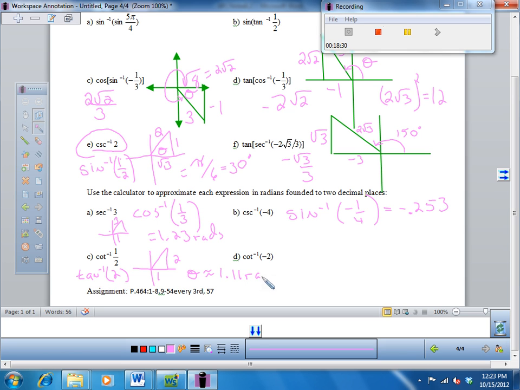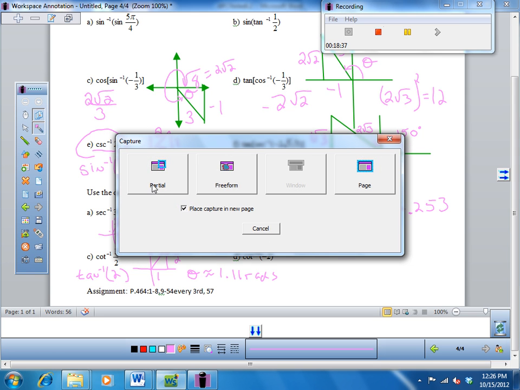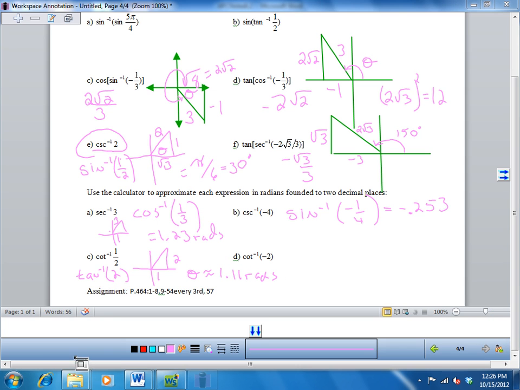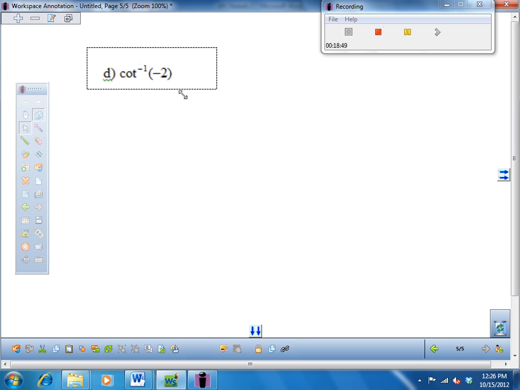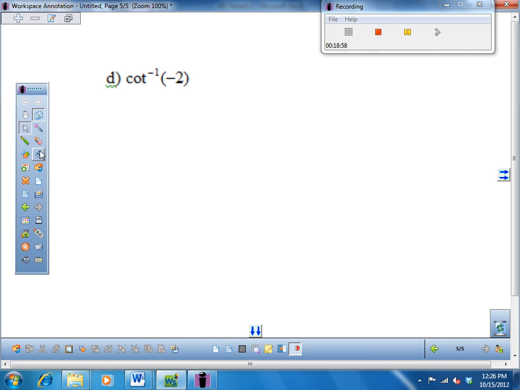Okay. Now this one is a little bit tricky, so I'm going to give it its own special page. So inverse cotangent of negative 2. The only one you really have to be careful of, everyone always gets these wrong on quizzes and tests, is when you have the inverse cotangent of a negative number. Okay? I'm going to show you how to deal with that right now.